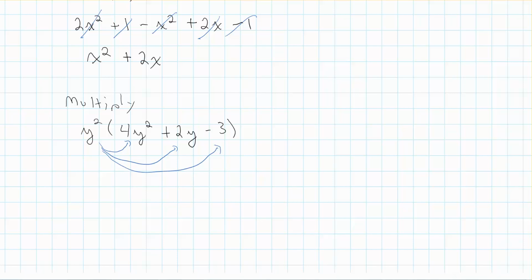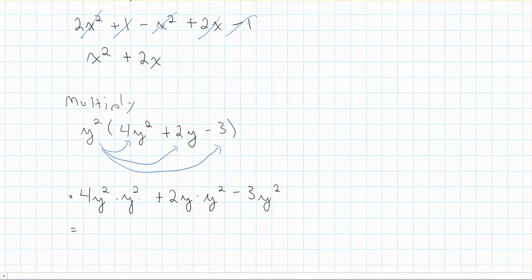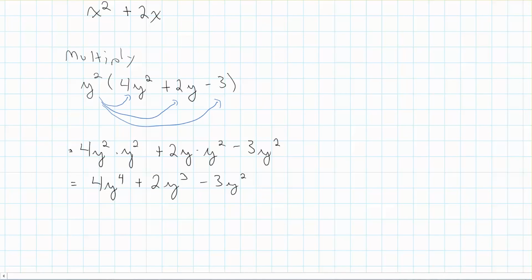And so when we do that, we of course would get 4y squared times y squared plus 2y times y squared minus 3 times y squared. And then we just simplify this. This middle step right here that I wrote, I'd be okay if you didn't write that down. 4y squared times y squared, of course, is 4y to the 4th, plus 2y times y squared would be 2y cubed, minus 3y squared. That would be our final answer.